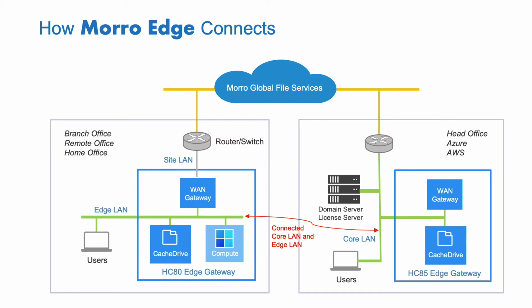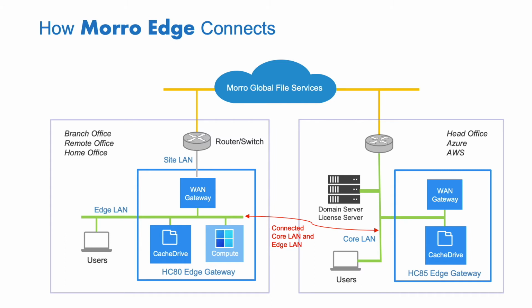The functionality of the Morro Edge devices is shown in the blue boxes. Each Morro Edge device has an embedded WAN gateway and cache drive. Optional compute elements are also available. In the remote office scenario, one network port on the Edge device is connected to the site's main router. The other port is connected to what we refer to as the Edge LAN. The Edge LAN is a secure, isolated network that can access corporate resources on the core LANs and optionally other Edge LANs. The non-Morro Edge portion of the network is referred to as the site LAN.